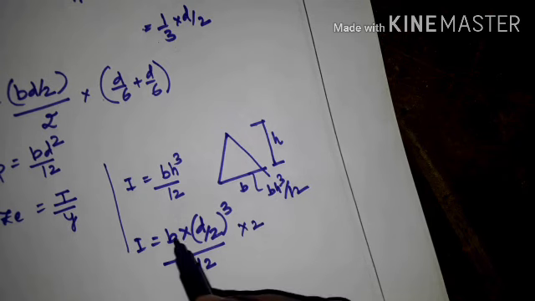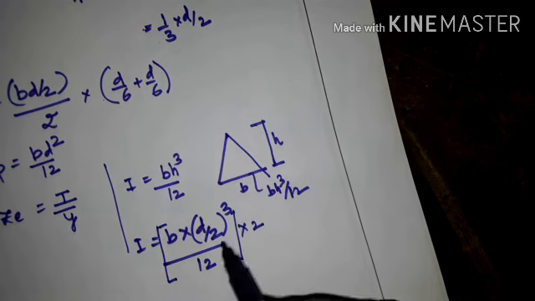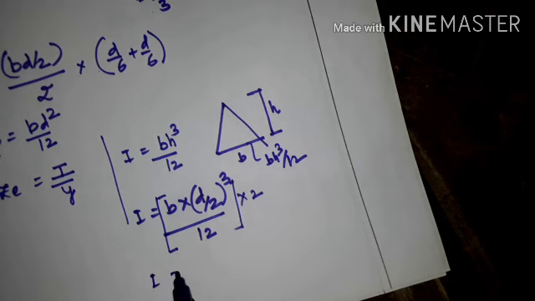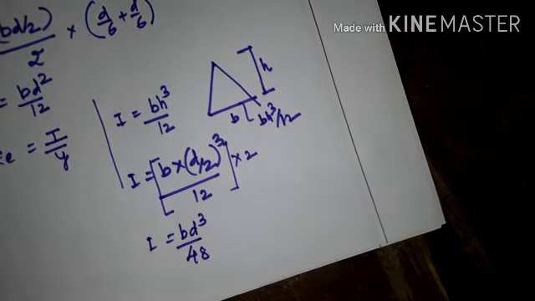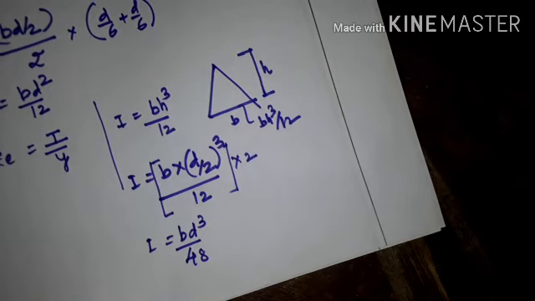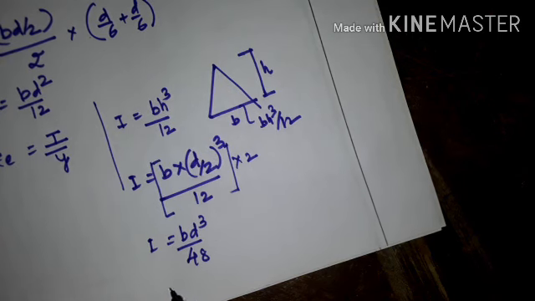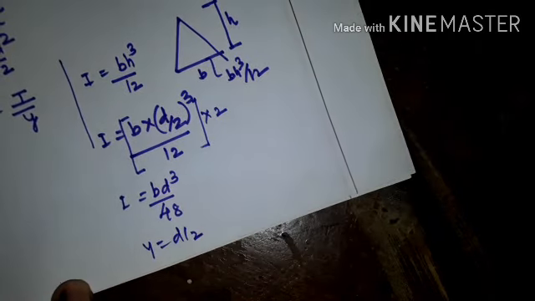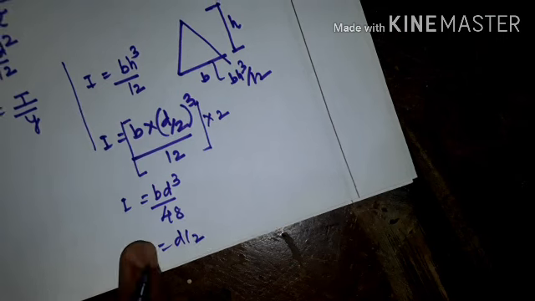Into 2, because 2 triangles are there. So we will get the value of I as BD cube by 48. After multiplication, we will get the value of I as BD cube by 48. And again, Y is D by 2, with respect to base. Y is D by 2.